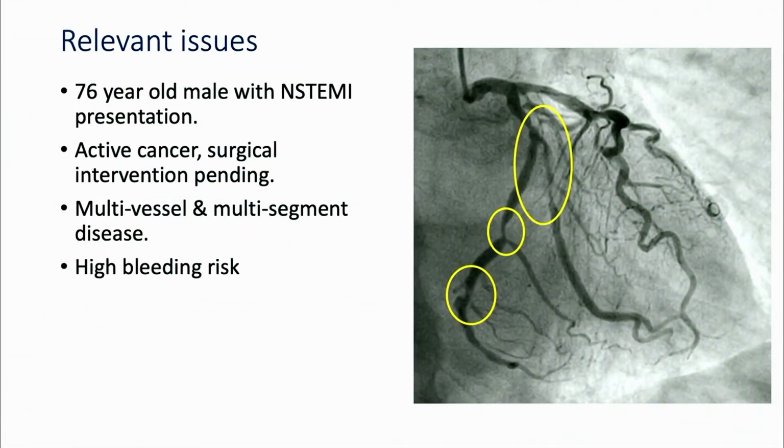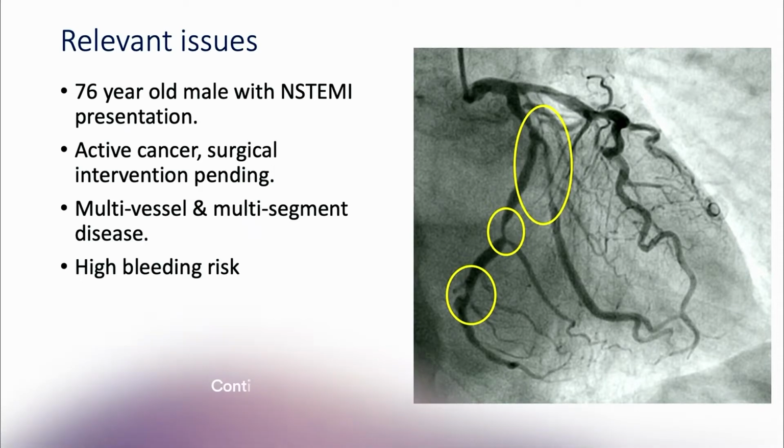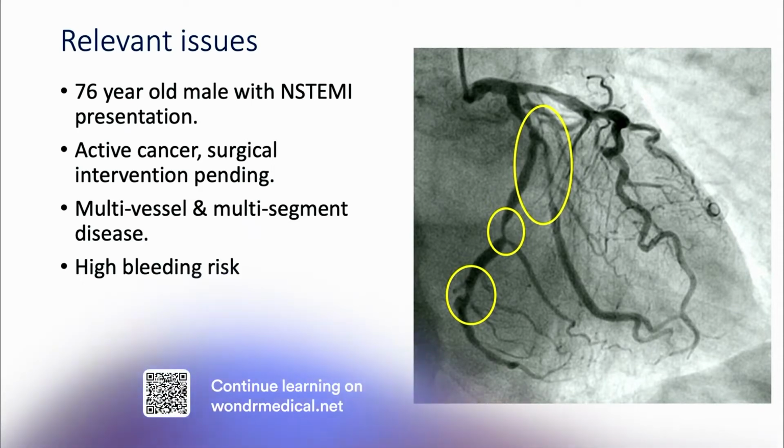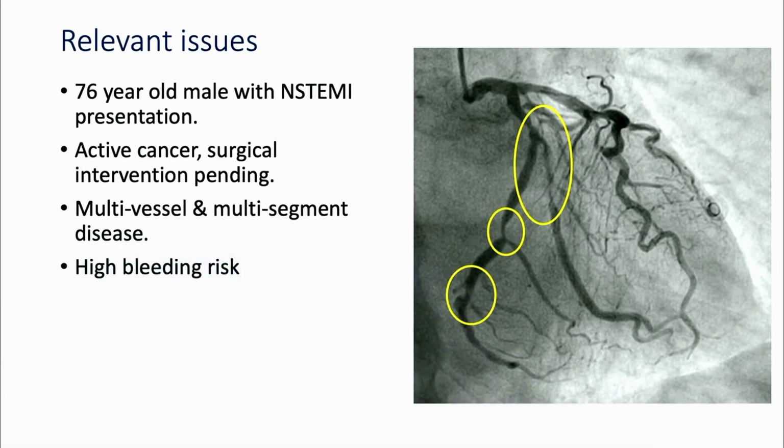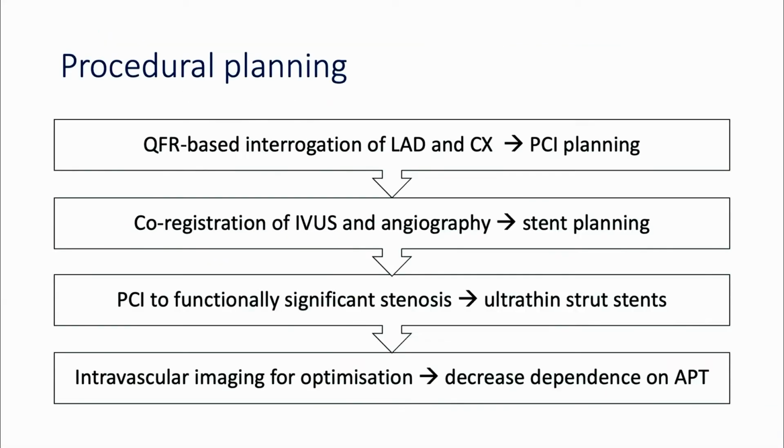So in summary, this is a 76-year-old gentleman who's presented with a non-STEMI. He has active cancer with a surgical intervention pending. He has multi-vessel and multi-segment disease, and he's in the high bleeding risk category. So I'm going to pass you back to Javier and Hernan in the cath lab to discuss the procedural planning.